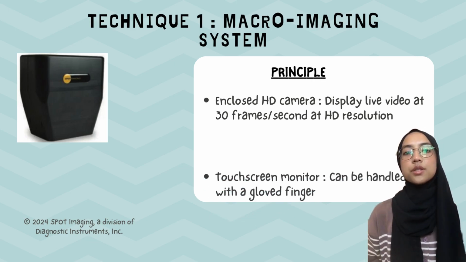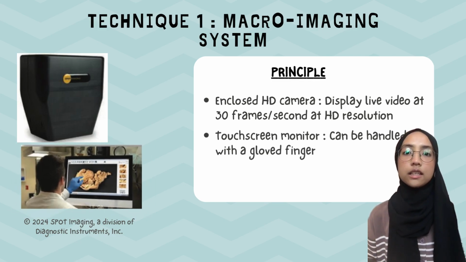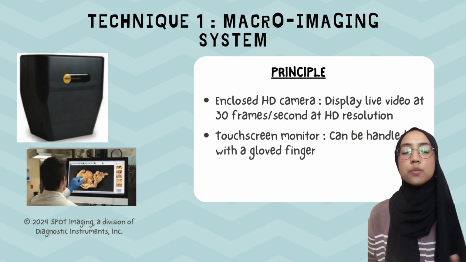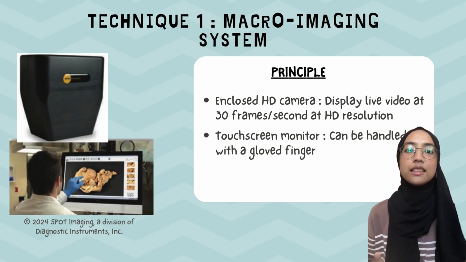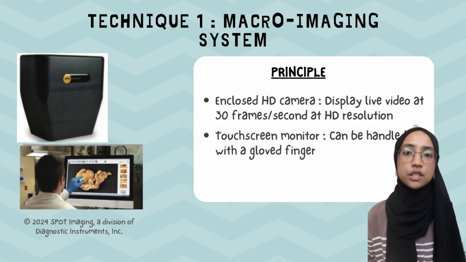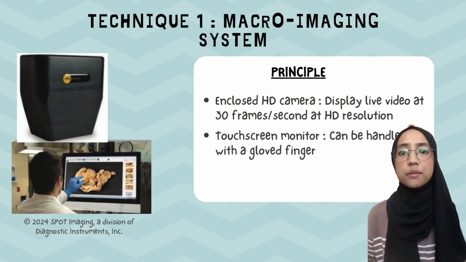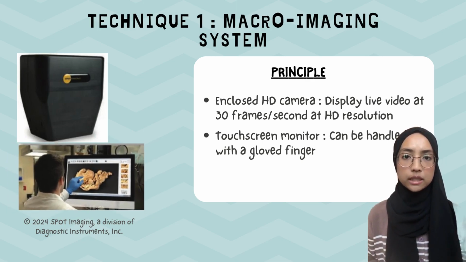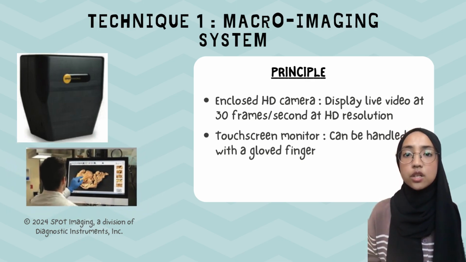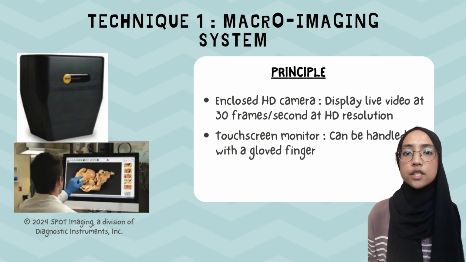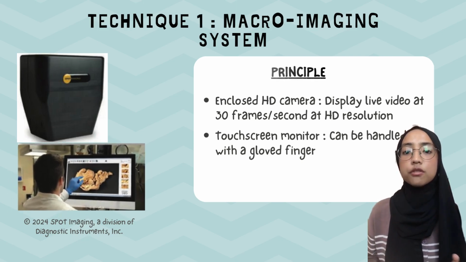The system also consists of a touchscreen monitor. This monitor is designed to be handled with a gloved finger. This allows users to seamlessly interact with the monitor without removing their glove, thus reducing interruptions and enhancing workflow continuity. Annotations can be directly added on the screen to mark specific areas of interest or label structures for reference.